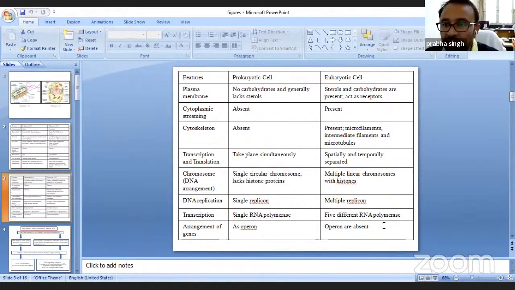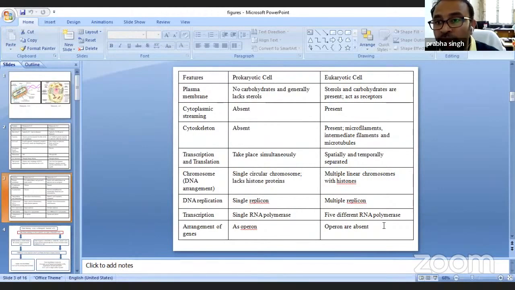Okay, that means in the case of the eukaryotic system, in a single chromosome, we have multiple sites from where replication can start, right? You have seen that Y-shaped replication fork in most of the books. So in the eukaryotic system, we have many regions from where replication can start. That's why we say they are multi-repliconic.